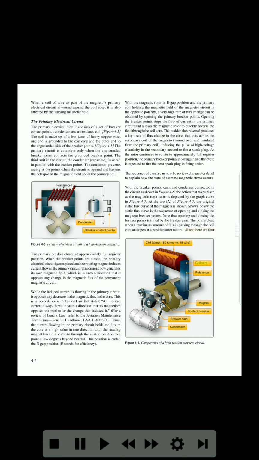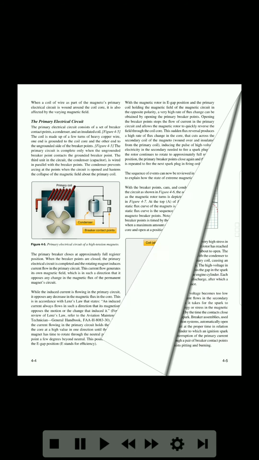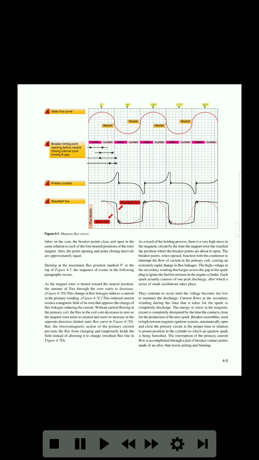Figure 4-6, components of a high-tension magneto circuit: coil, core, pole shoe, magnet, contact breaker, breaker cam, condenser. Figure 4-7, magneto flux curves: static flux curve, breaker timing, point opening before neutral, point closing, E-gap, neutral, open, closed, primary current, resultant flux, flux density, static flux, lobes on the cam.